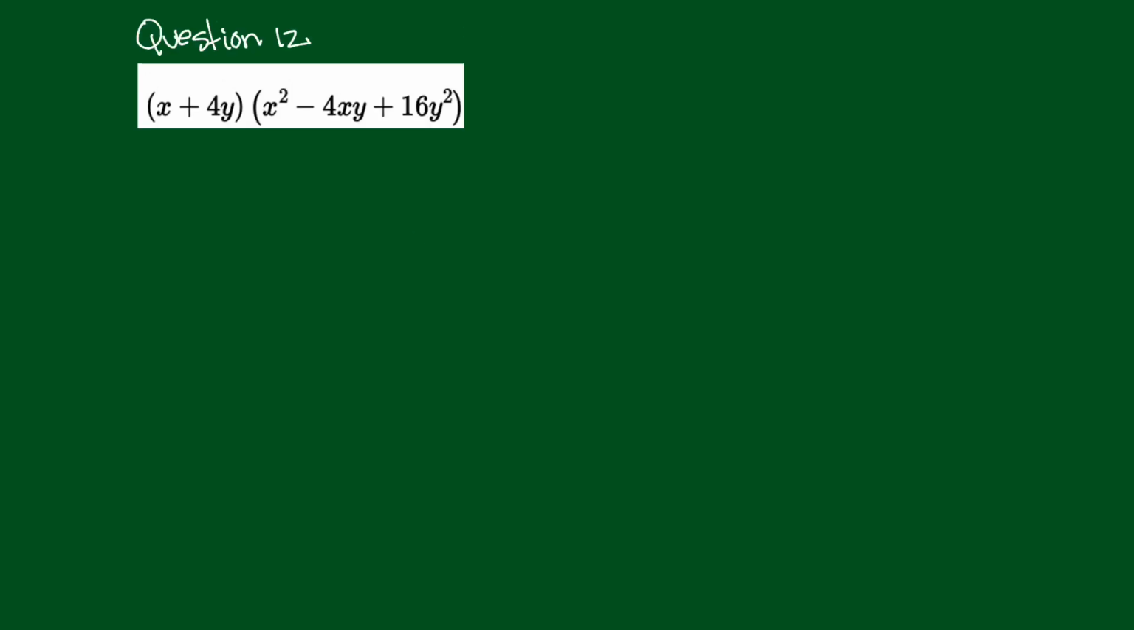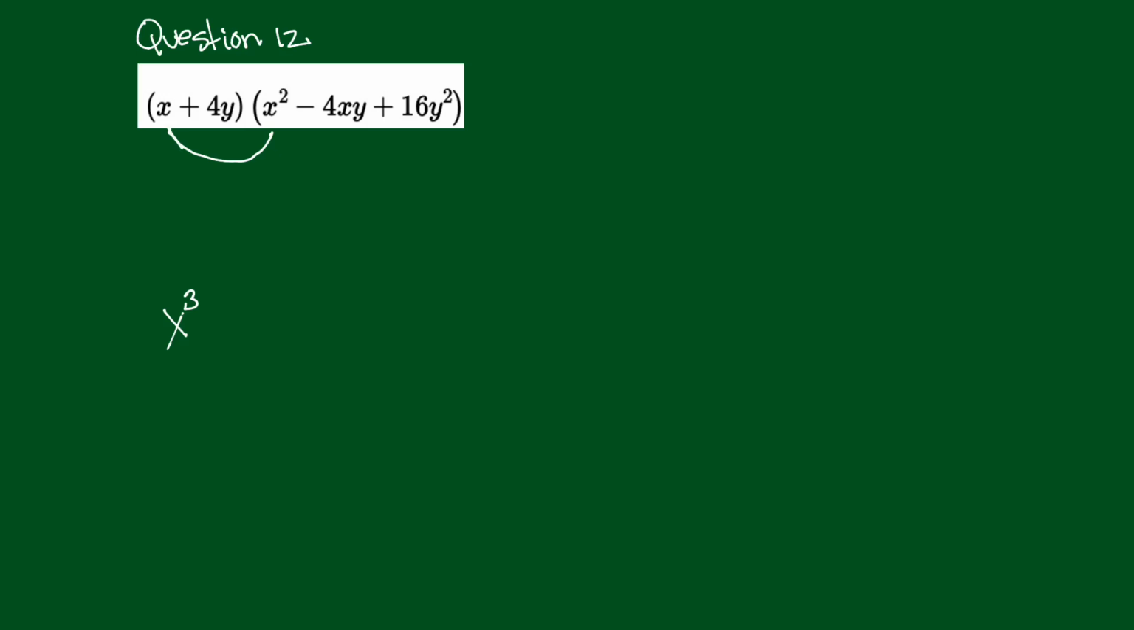Question 12, we have a binomial multiplying a trinomial, right? 2 terms, binomial, 3 terms, 1, 2, 3. So binomial times trinomial. So just start here with the x. Run the x through. So first of all, what do I get here? X times x squared. Add the exponents. 1 plus 2 is 3. I get an x cubed.